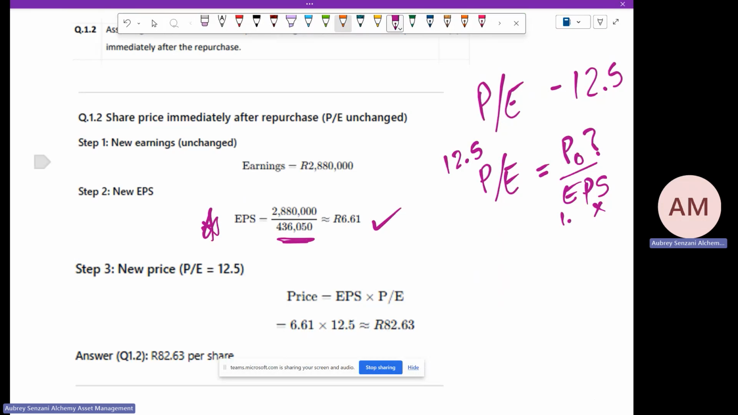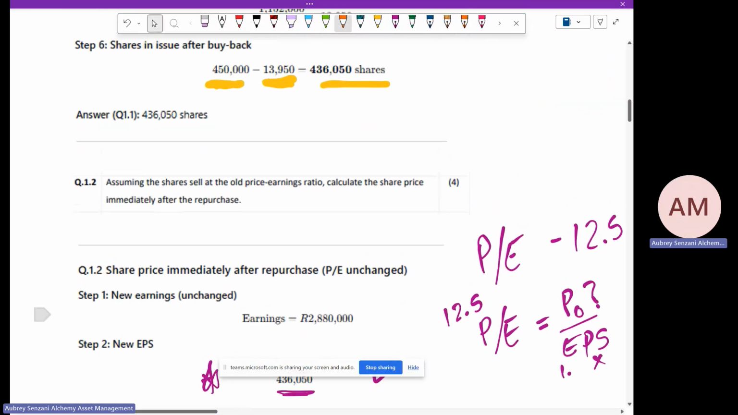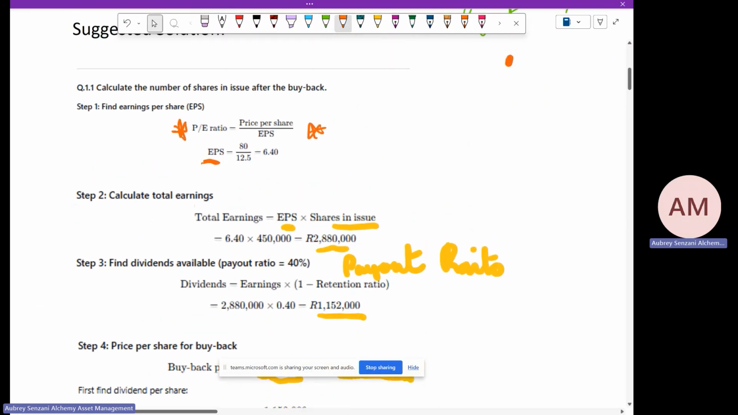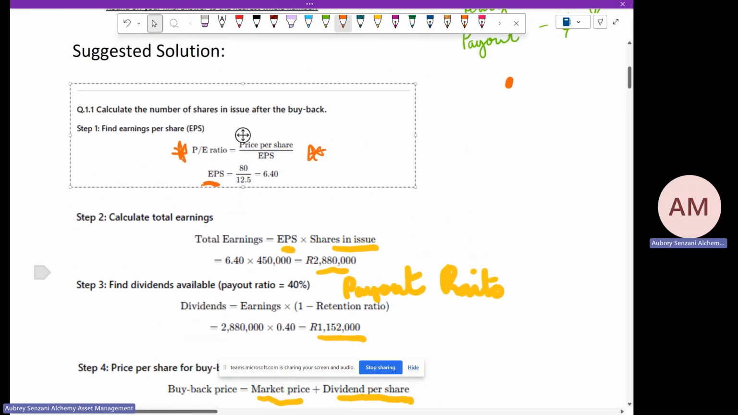But now tell me something. As a result of a buyback, should your EPS decrease or increase? Do you have more shares as a result of a buyback? See, even if you look here, before we had how many shares? 450,000. Now we have fewer. So it's going to increase. And if we look at our EPS before, just to reaffirm that, where did we calculate it? We did have EPS over here, 640.